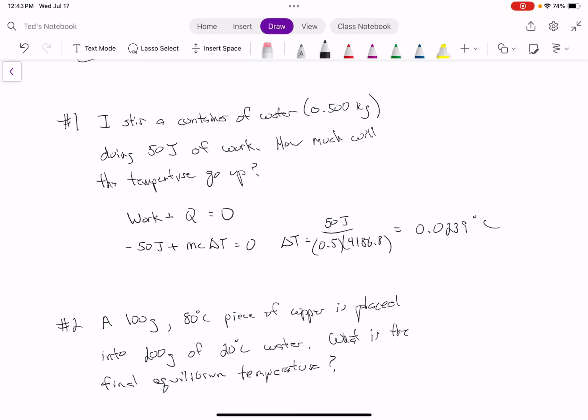Stirring a glass of water doesn't noticeably increase its temperature, but in principle, we are adding energy to the system, and that energy has to go somewhere. And so it's going to go into changing the temperature of the water.